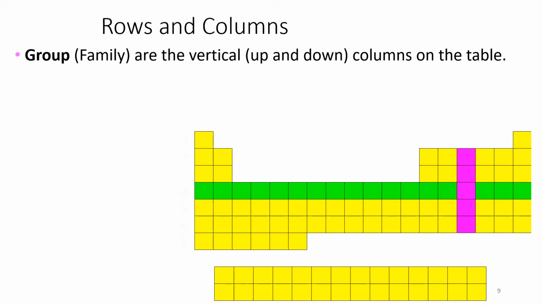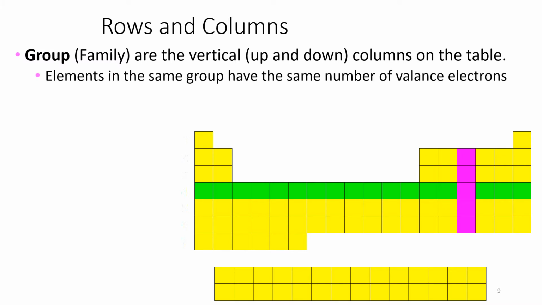from the first lesson in this unit, our groups are numbered along the top of the periodic table, and they go up and down on the periodic table. So think about it this way. Whenever you work in a group on a project, your grade goes up or down. So our groups are our columns. They are the vertical columns on the periodic table.